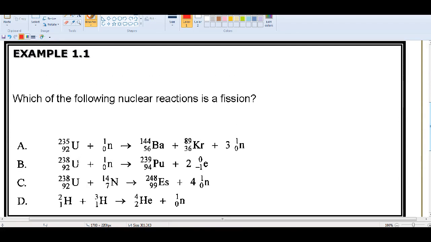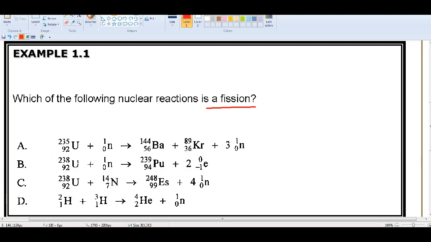So next we have a very simple multiple choice, just to give you a very quick check whether you understand which one of the nuclear reactions is a fission. Remember that for fission you need to have a heavy nucleus, rather big nucleus, being bombarded by a neutron and become two similar size but smaller, lighter nuclei. All right, which one satisfies this?